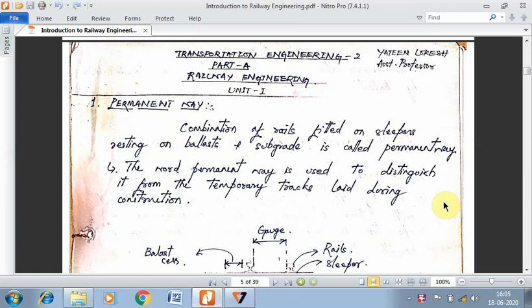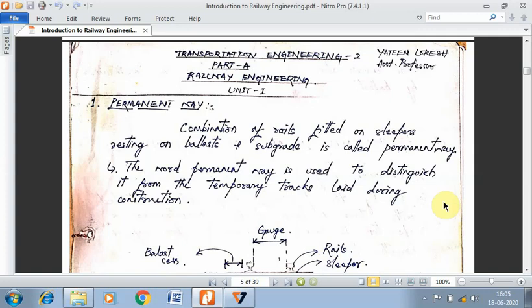So a permanent way is the combination of rails fitted on the sleeper, resting on ballasts, and again this whole combination rests on the subgrade, and the whole system which gets formed is called a permanent way. So the permanent way is different from what we term a temporary way.